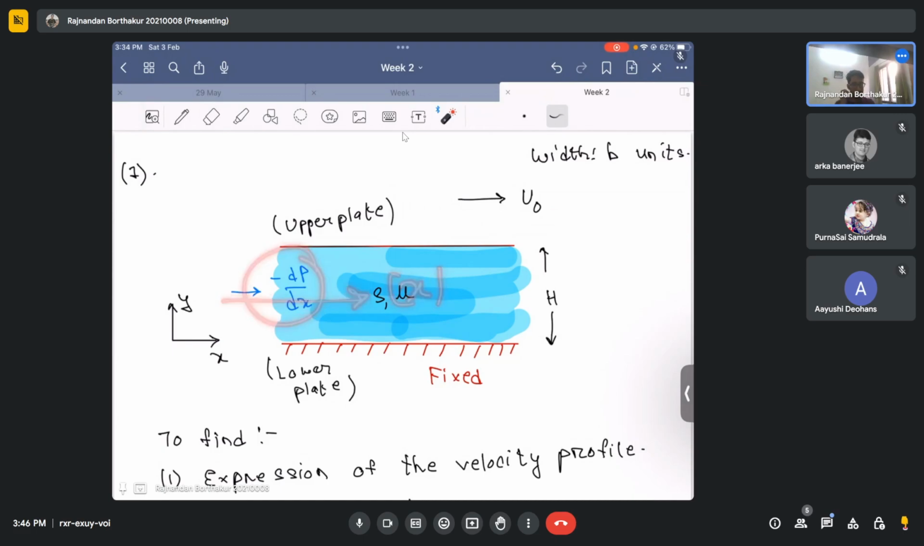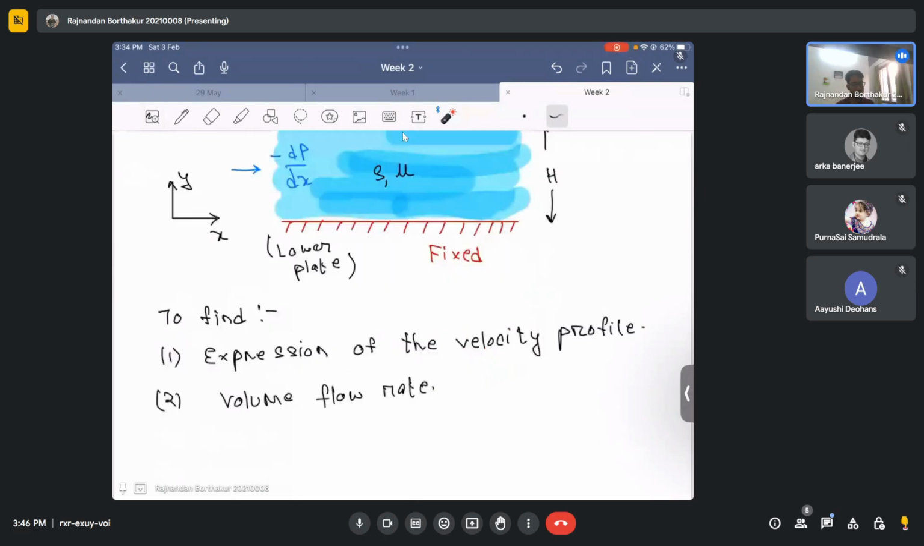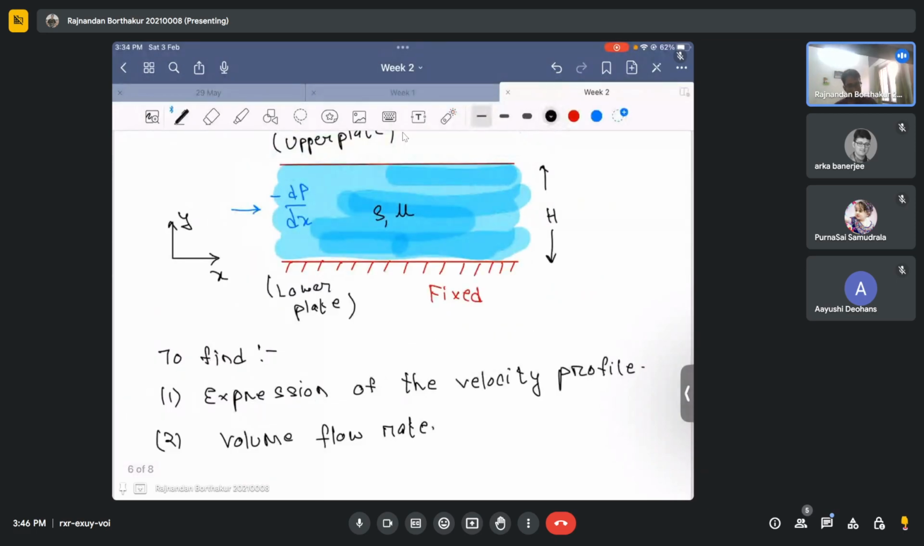If this is the system, what the question is asking us is to derive an expression for the velocity profile and find the volume flow rate. Once the velocity profile is known, we will find out the volume flow rate. That's the later part. But first we need to find out the velocity profile of this problem. I hope the problem is clear.